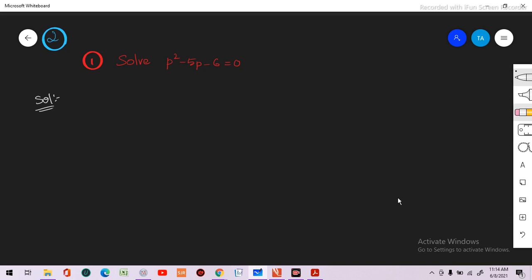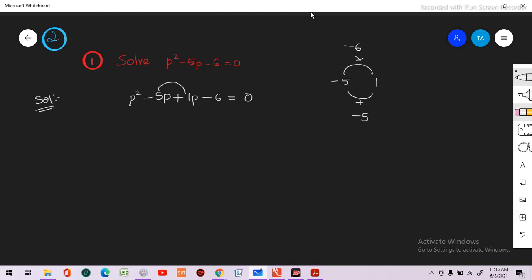p square minus 5p plus 1p minus 6 equal to 0. The product should be equal to minus 6. We have said minus 1 and minus 5 and 1. When you multiply these two, the product should be minus 6, and when you add these two, you should get minus 5. Are you getting? No, sir. So these are not the factors.